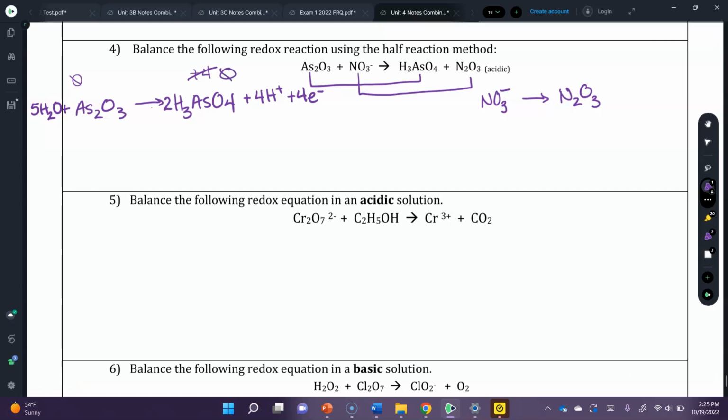So I have set this one up to be ready to add to the other half reaction and make a full redox reaction. I can't do that yet until I balance the other one though. So we're going to repeat the same process. First, balance atoms.